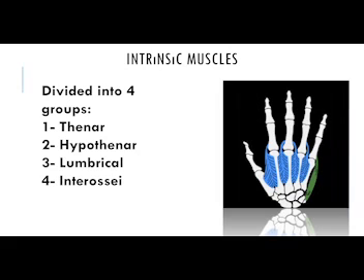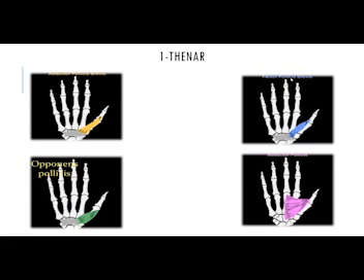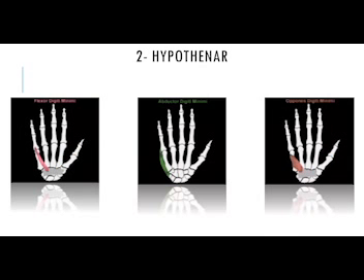Intrinsic muscles are located within the hand itself, and they are divided into 4 groups: thenar, hypothenar, lumbrical, and interosseous. The thenar group consists of abductor pollicis brevis, flexor pollicis brevis, opponens pollicis, and adductor pollicis. All the muscles of the thenar group are innervated by the median nerve, except the adductor pollicis, which is innervated by the deep branch of the ulnar nerve. Then we go to the hypothenar group. It consists of flexor digiti minimi, abductor digiti minimi, and opponens digiti minimi. All the muscles of this group are innervated by the deep branch of the ulnar nerve.